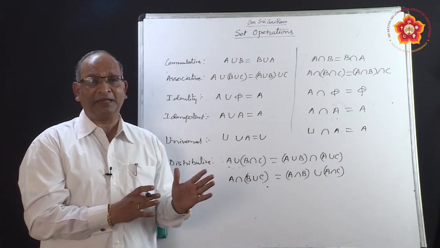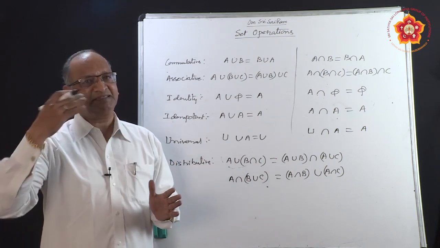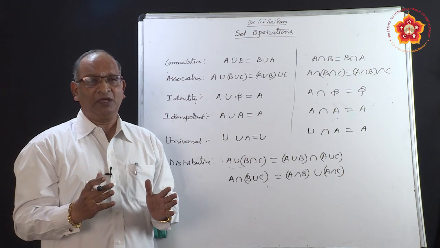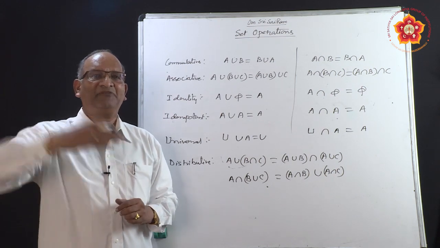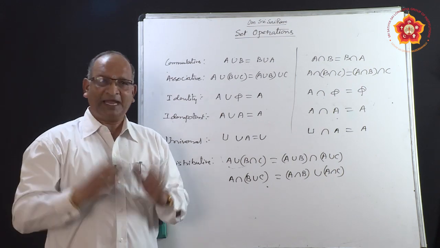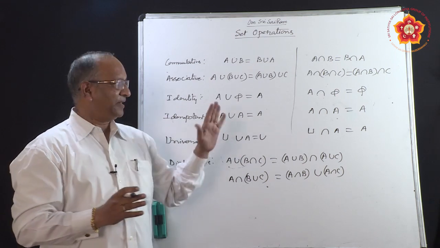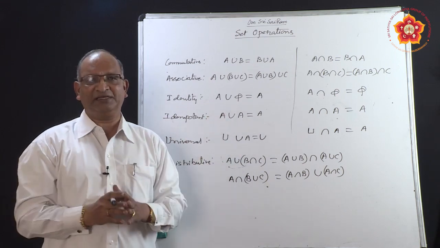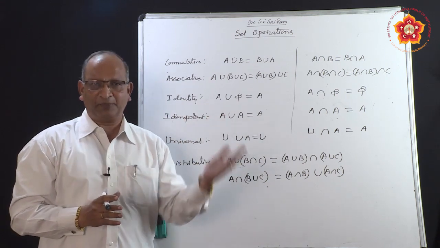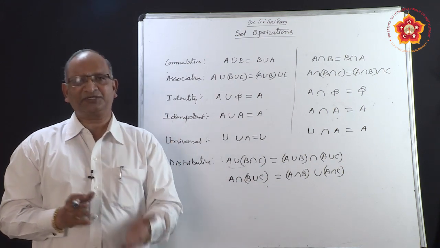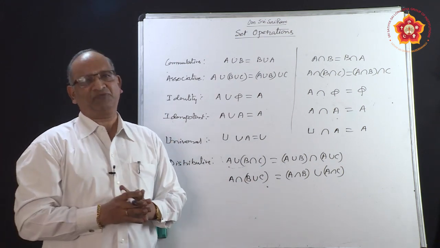But at the same time, when we take the difference of a set with respect to the universal set, we call it complement and we have a different set of rules that we are going to study in the next session. But right now, we will confine ourselves to problems based upon union, intersection and difference of two sets.